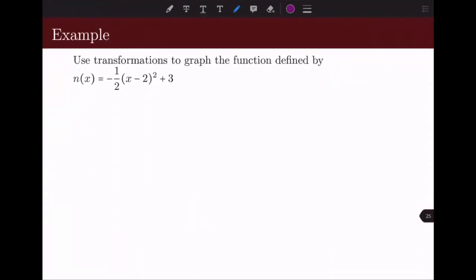Okay, let's use transformations on this graph to graph the function defined by n of x is equal to -1/2 times (x minus 2) quantity squared plus 3. Okay, so first I'm going to identify the parent function, which is going to be y equals x squared. So I'm going to draw that first.